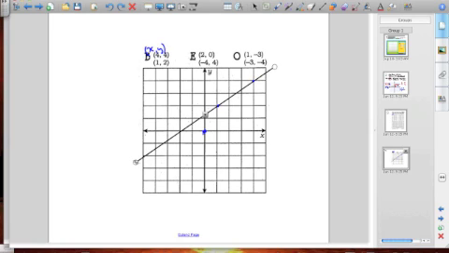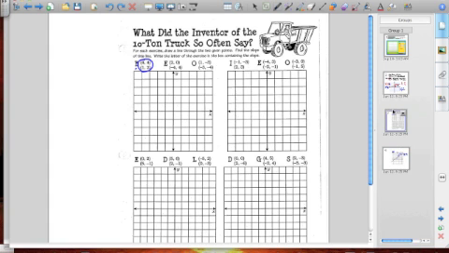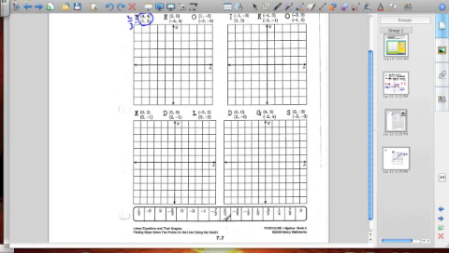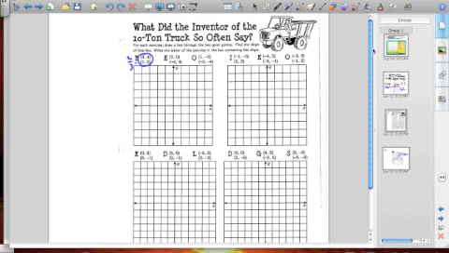Okay, there's my line. So I know that these 2 points exist, so I'm going to do my rise and my run from here. So here we go. My rise, I'm going to go from this one to the next one, so I'm going up 2 over 3. So I'm rising 2, running 3. So my answer is 2/3. So I go back here. The answer to the first one is 2/3. Go down to the bottom. Where's 2/3? B. And then you get the hilarious answer to the question, what did the inventor of the 10-ton truck so often say?